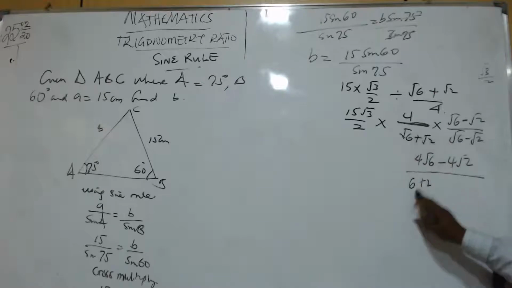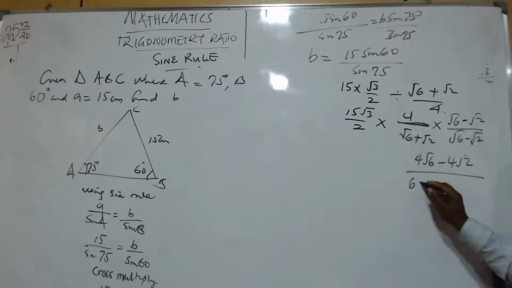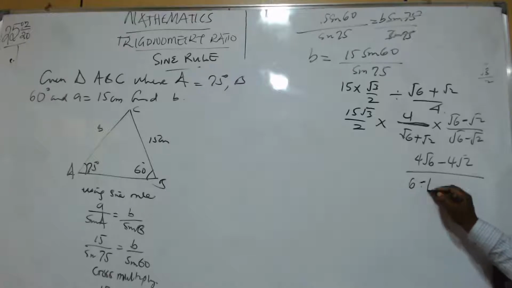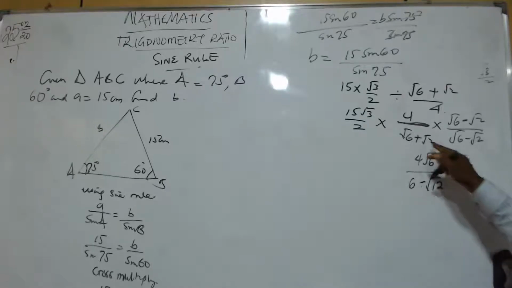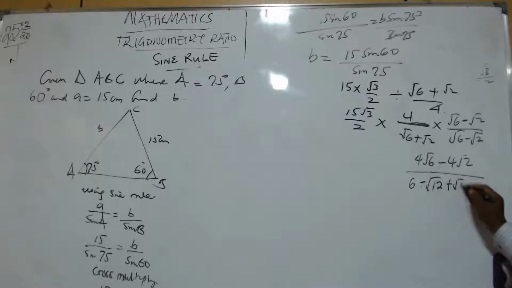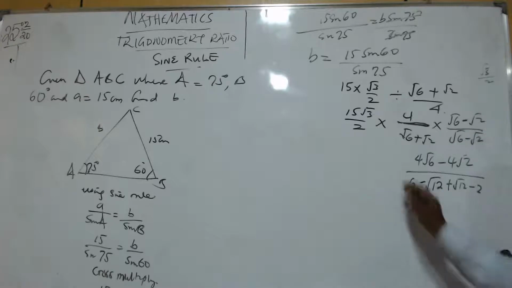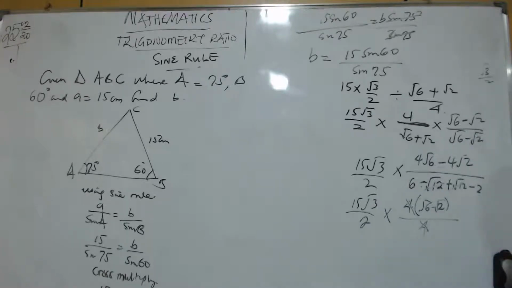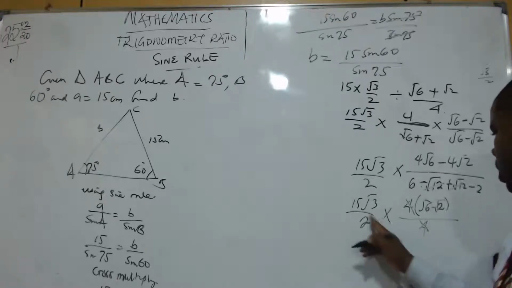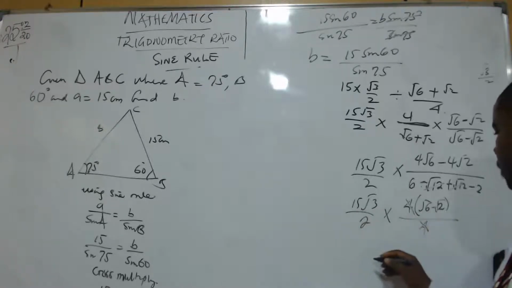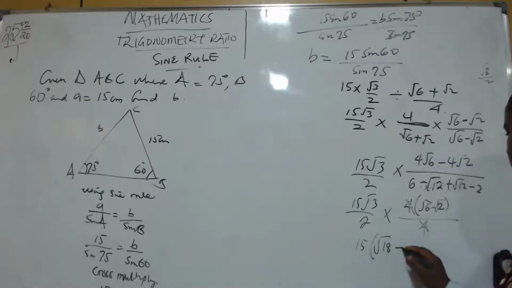So this will give us this. This time this you have minus root 12. This time this is plus root 12 minus 2. So here we're going to have, having known that, 15 times this now. We are going to have 15 bracket root 18 minus root 6 over 2. What is common here? Root 6 is common.